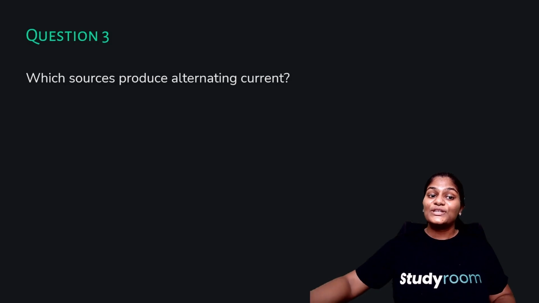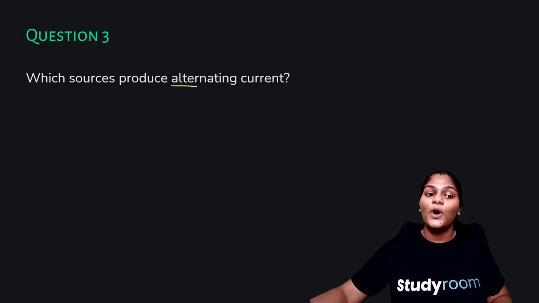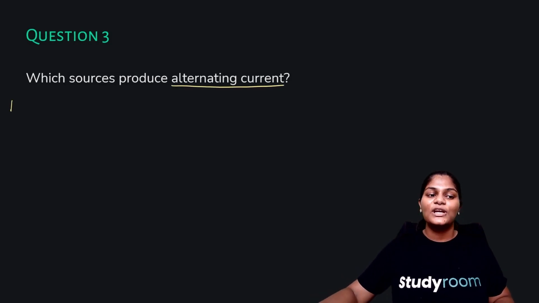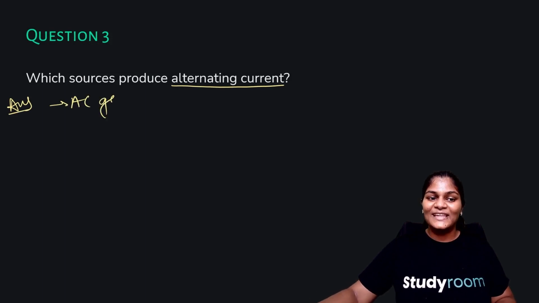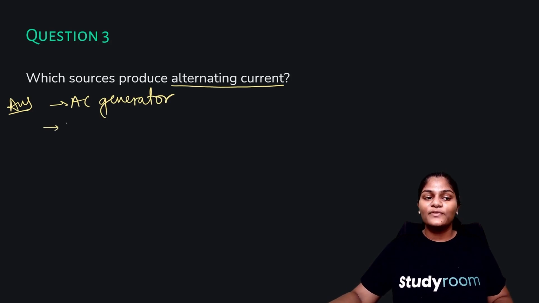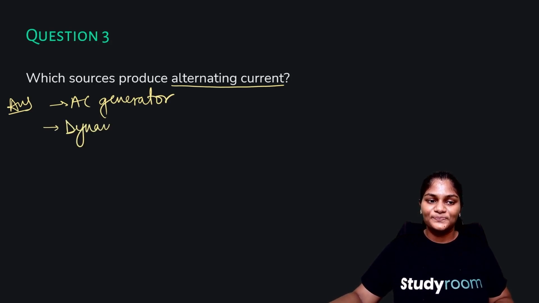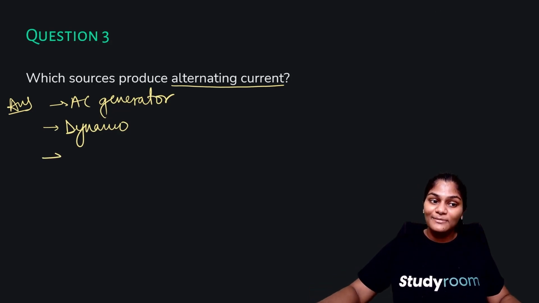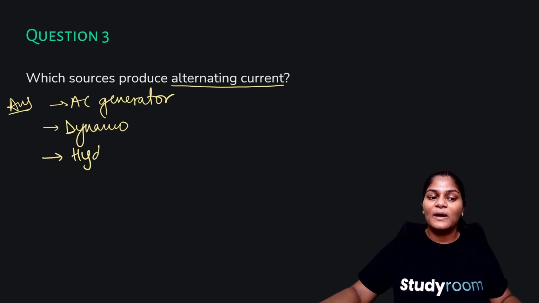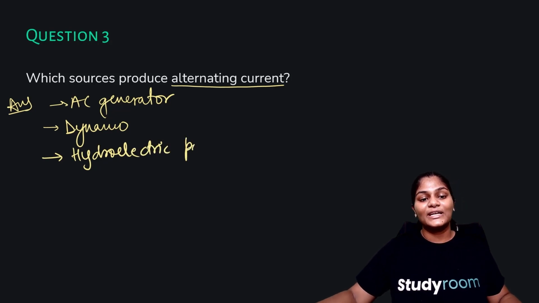Okay. And the next question asks us, what produces alternating current? So we know we just did it, an AC generator. That is what we saw in the first case of the generator, or we call it the dynamo. Right? And if you have not heard about it, hydroelectric power plants also actually produce alternating current. Okay.